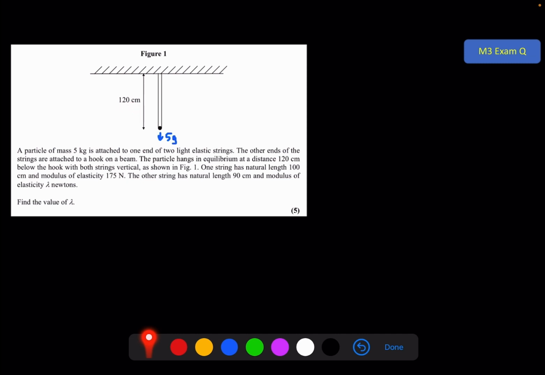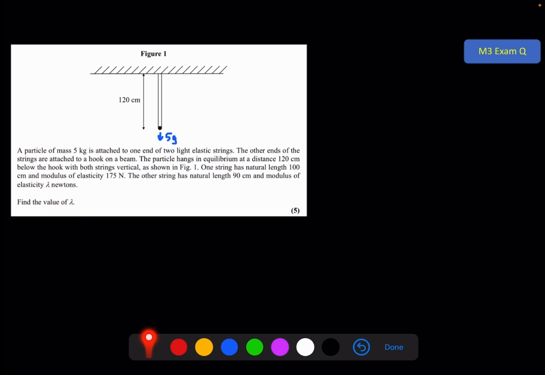One string has natural length 100 centimeters and modulus of elasticity 175 newtons. The other string is different. It has natural length 90 centimeters and modulus of elasticity lambda, and that's the thing we need to find.